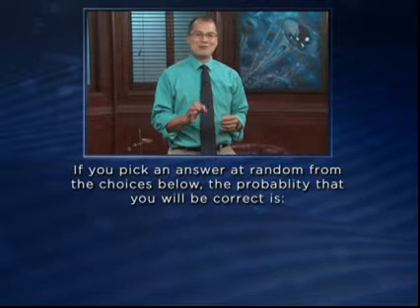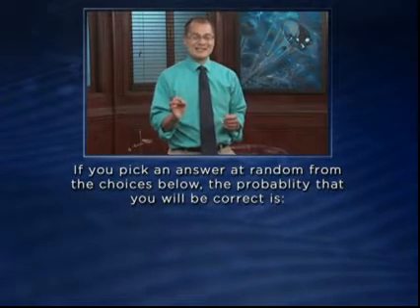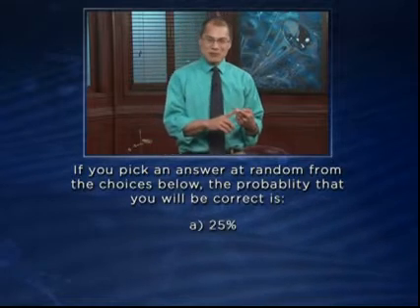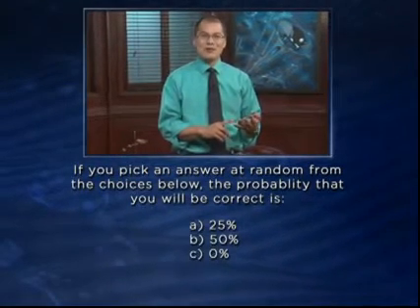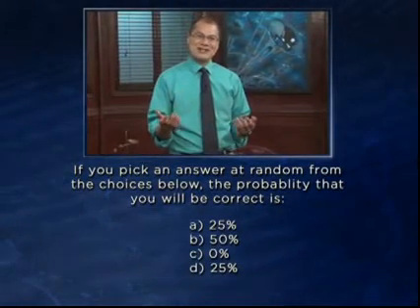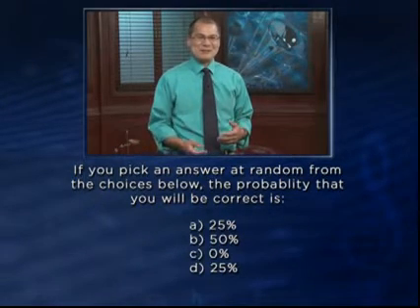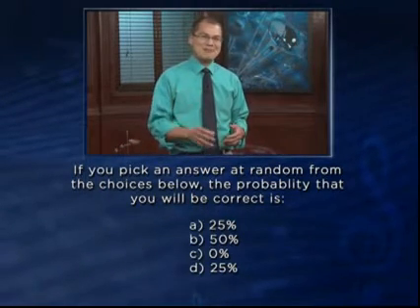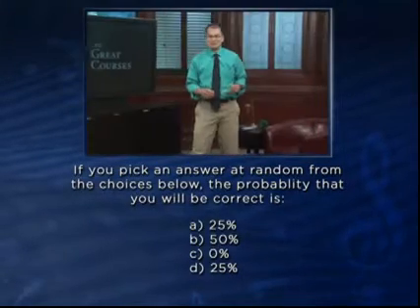Multiple choice. If you pick an answer at random from the choices below, the probability that you will be correct is, and now your choices are A, 25%, B, 50%, C, 0%, or D, 25%. You see the self-reference here? The answer is the probability of picking the correct answer. If you're sort of a puzzle person, you might want to take a break for a second and think about this. We're going to analyze the possibilities.